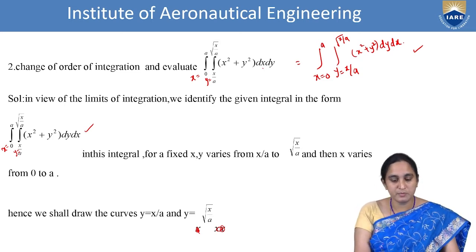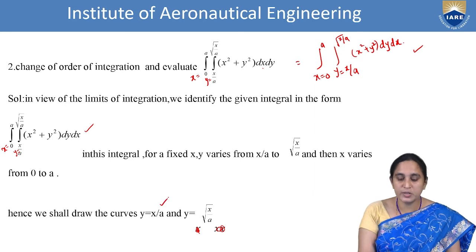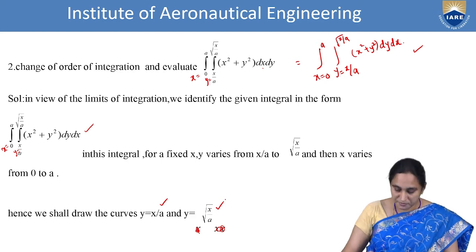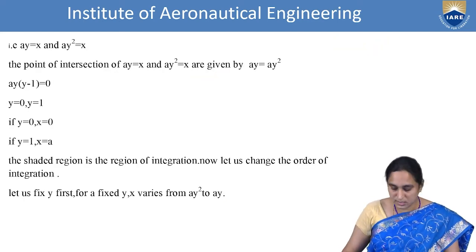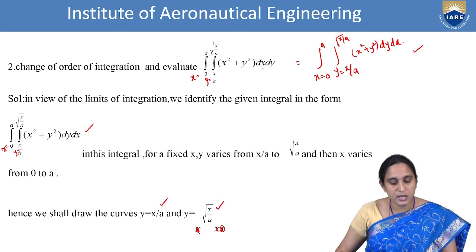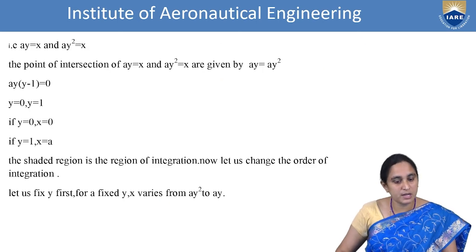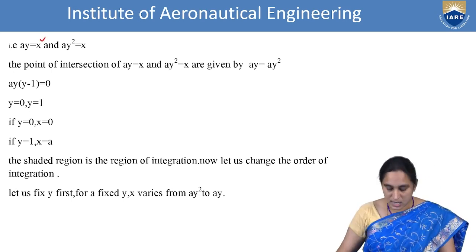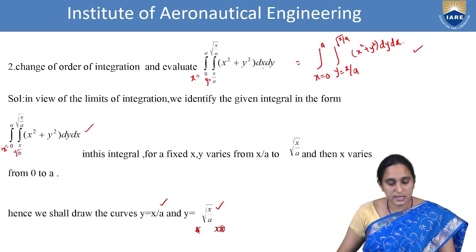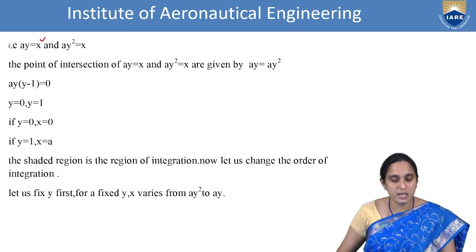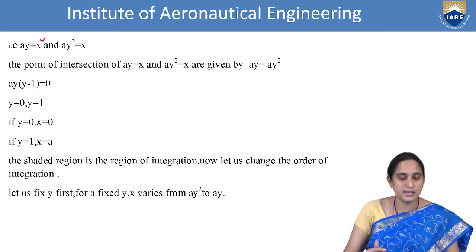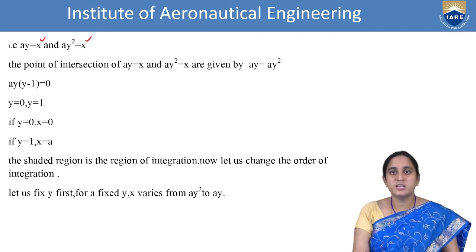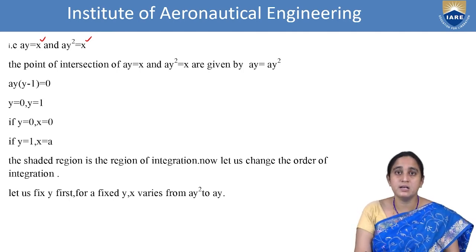Here what are the curves from the given limit points? y is equal to x by a and y is equal to root x by a. From the first limit point, y is equal to x by a, from that ay is equal to x. And what about the second curve here? Second curve y is equal to root x by a. From that I'll take ay square is equal to x. What are the two diagrams here? One is parabola and another one is the straight line.